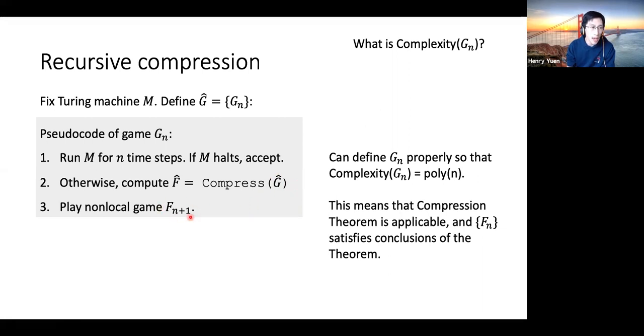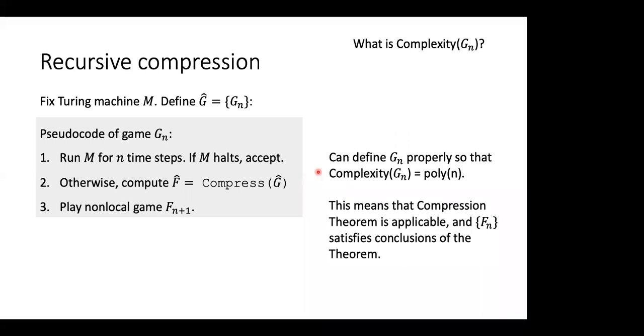This non-local game F sub n plus 1, you have to be a little careful, but roughly speaking, remember that F sub n plus 1 should be polylogarithmic in its complexity. Of course, this was what's guaranteed by the compression theorem, which is what we're trying to apply. But you can arrange it so that it all works out. So this game really does only have polynomial complexity.